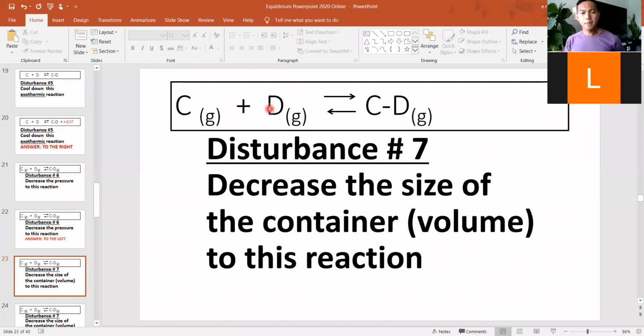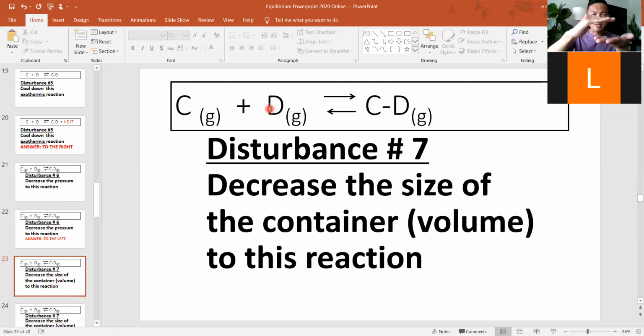Disturbance number 7 is related because now it's about volume. I know we kept talking about pressure, but pressure and volume are interrelated to each other, right? So here's the visual. They're letting us know, here's our container, but we are making it smaller, decreasing the size of that volume.